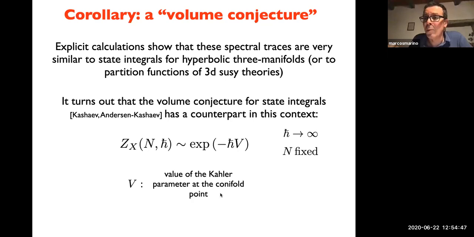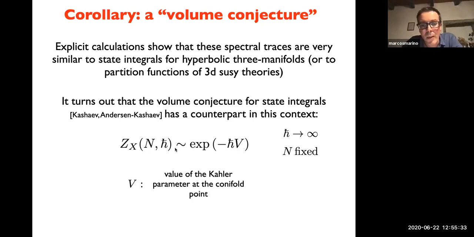So it turns out that this quantity, the value of the Kähler parameter at the conifold point, is what controls the asymptotics of these fermionic spectral traces when n is fixed and h bar goes to infinity. So in a sense, from this quantum invariant, you can extract a metric property of the Calabi-Yau, which is the value of the Kähler parameter at the conifold point. So this is very, very similar to the volume conjecture in hyperbolic geometry, in the sense that a quantum invariant gives you metric information. And remember that these spectral traces are obtained just from operators obtained from the curve, but they have hidden in their asymptotics information about the metric properties of the Calabi-Yau.